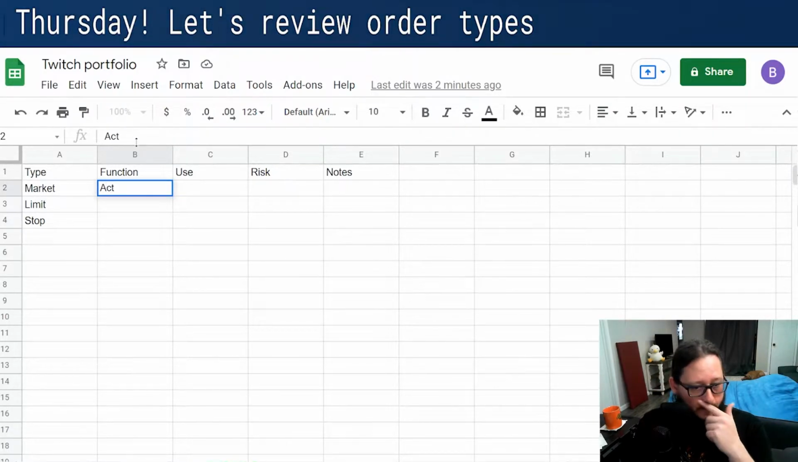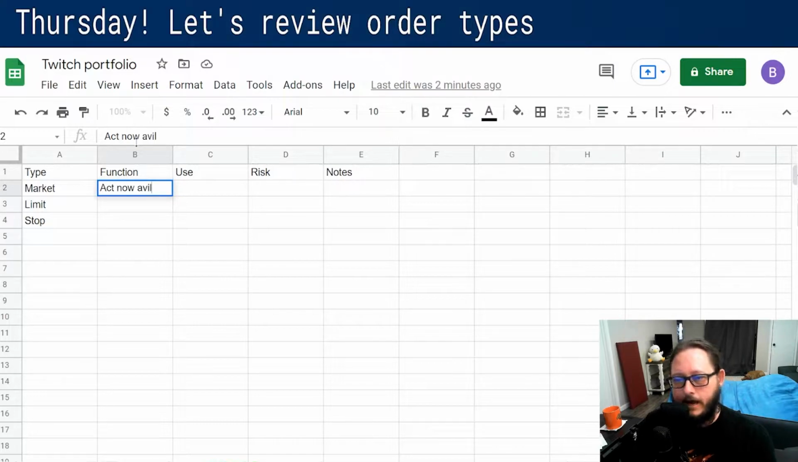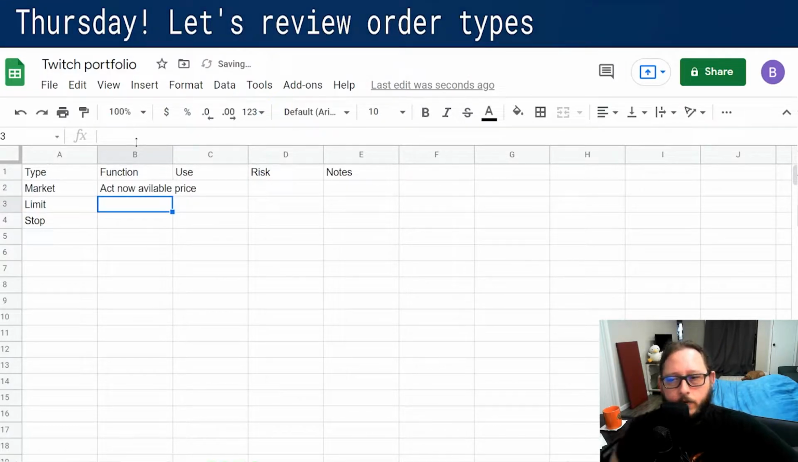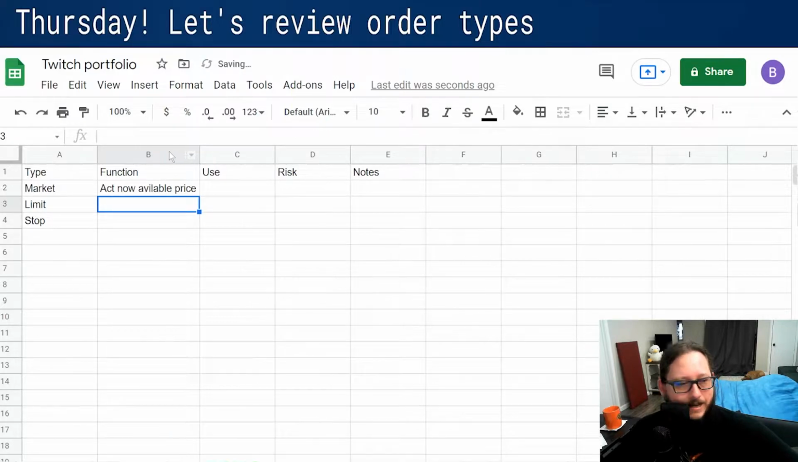What you're telling the broker when you enter a market order is, I just want the shares of the company that I said, regardless of cost or regardless of income if you're selling. So act now is the function for a market order, and it is only at the available price. Okay. Now, something to keep in mind, available price. All right, something to keep in mind with available pricing on your options order is that can change.